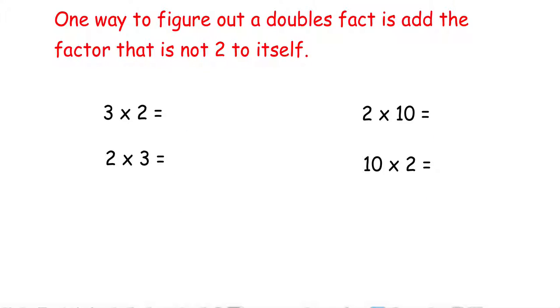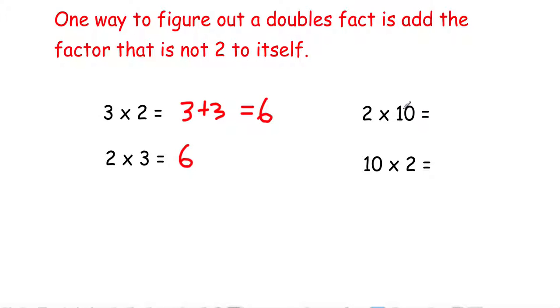And this will be our last set of facts to do. So we have 3 times 2. Well, that's the same as what? 3 times 2 is the same as 3 plus 3, isn't it? And 3 plus 3 equals 6. So 3 times 2 is 6, which means 2 times 3 is 6.